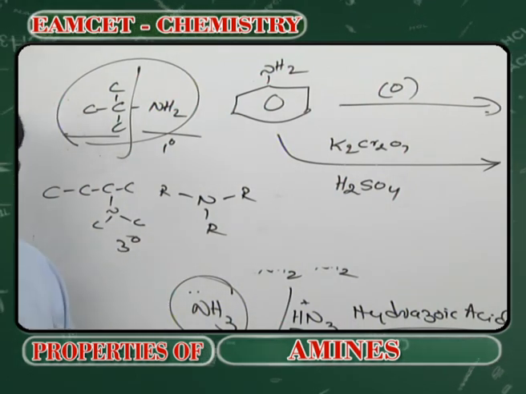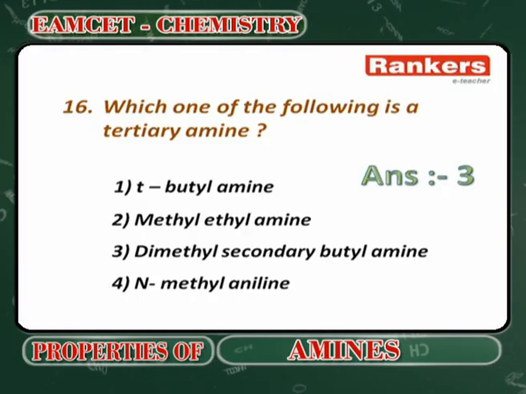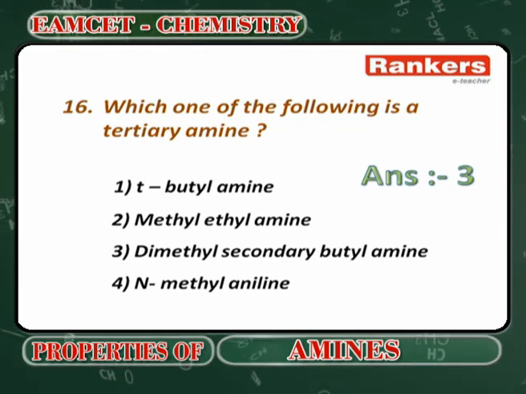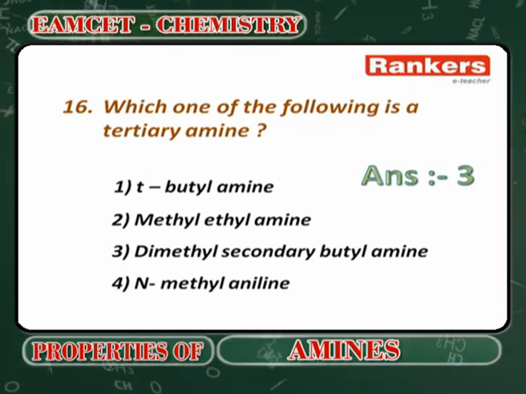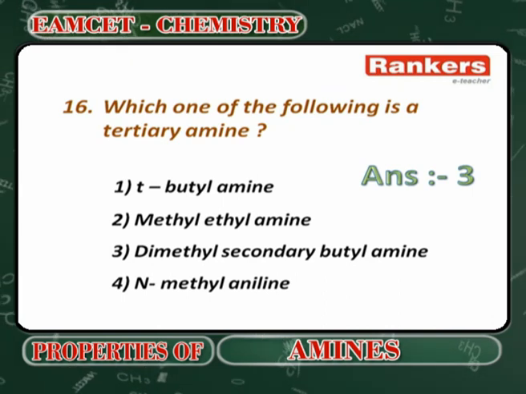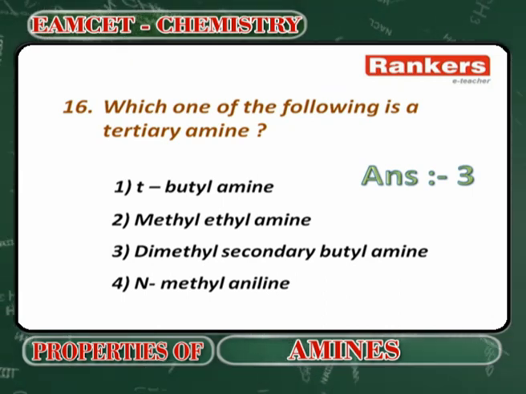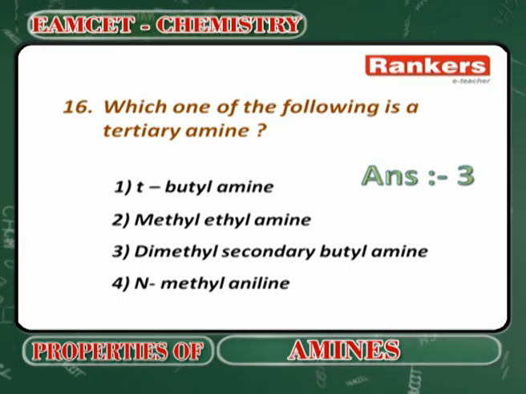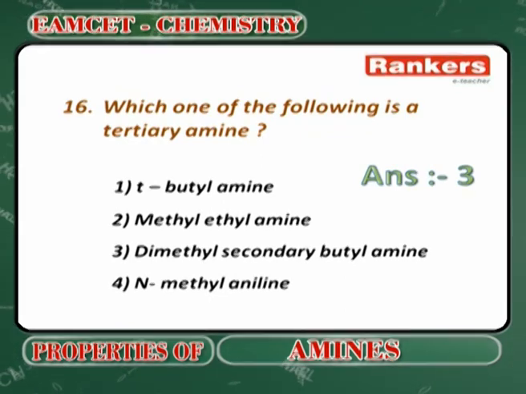So it is a very misleading question. Tertiary butyl amine is a 1 degree amine actually. Dimethyl secondary butyl amine is a tertiary amine. The word secondary is there in the name, but it is tertiary. It's a misleading question, but if you are clear on the subject, you can answer. The third one is the right answer.